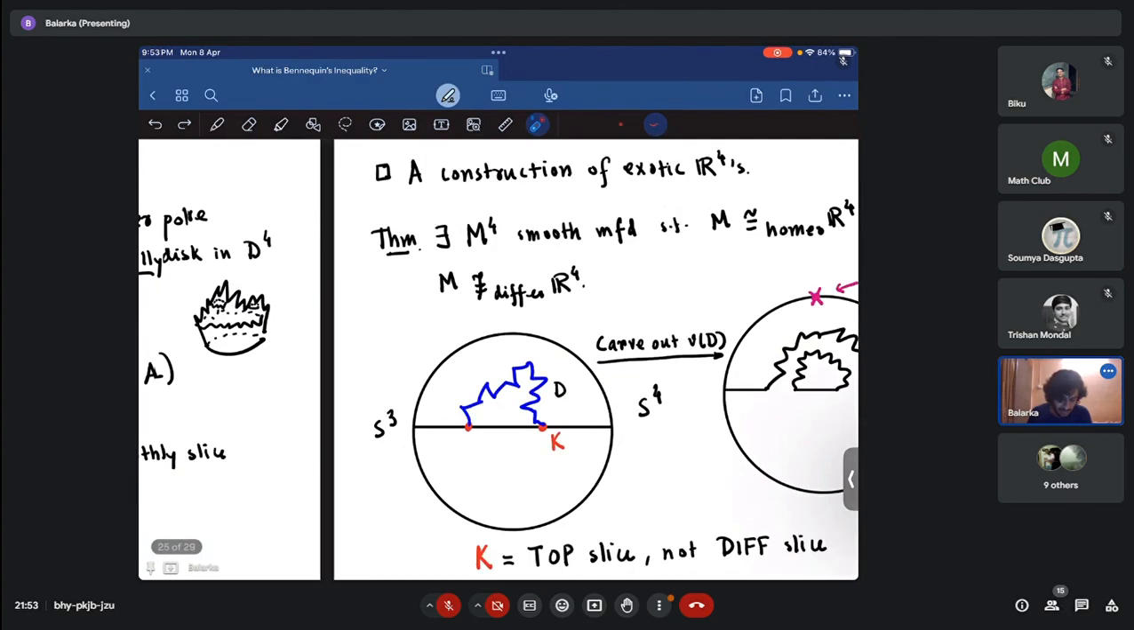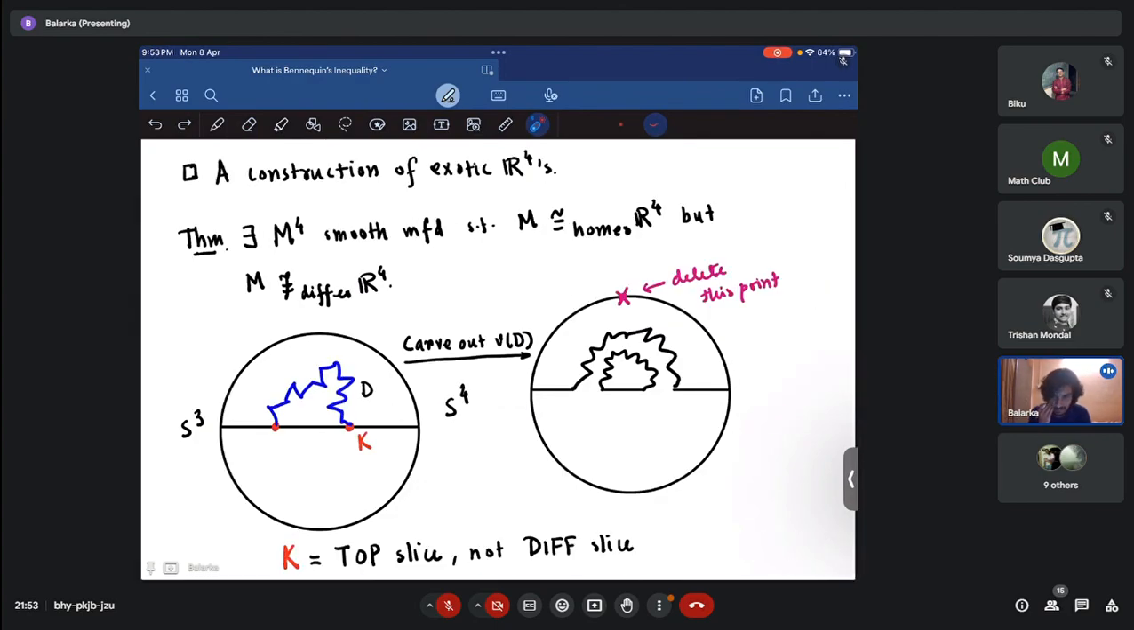Okay. So using this, you can construct an exotic R4. The construction is as follows. The theorem is that there is a smooth manifold M such that M is homeomorphic to R4, but M is not diffeomorphic to R4. And the way it goes is, pick a topologically slice knot which is not smoothly slice, like the example I gave you earlier, the Whitehead double of the trefoil knot.